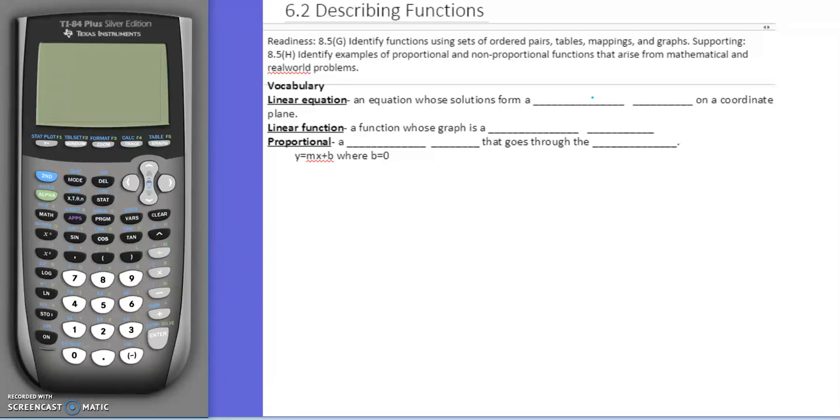Describing functions. Linear equation: an equation whose solution forms a straight line on a coordinate plane. Linear function: a function whose graph is also a straight line.